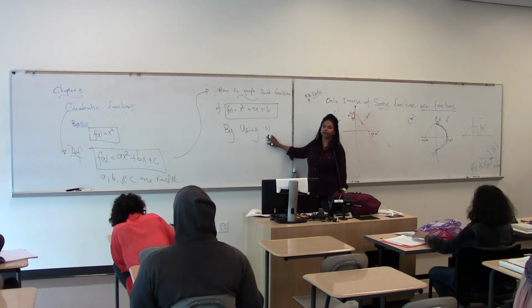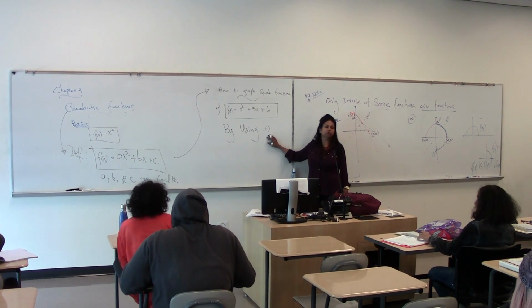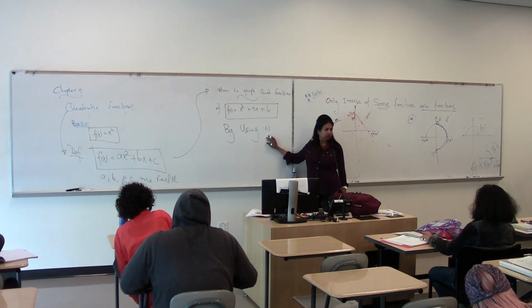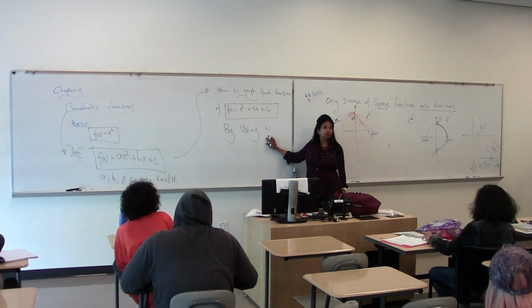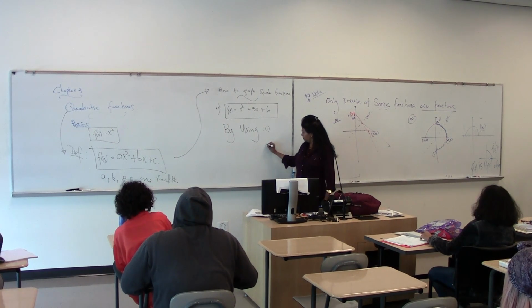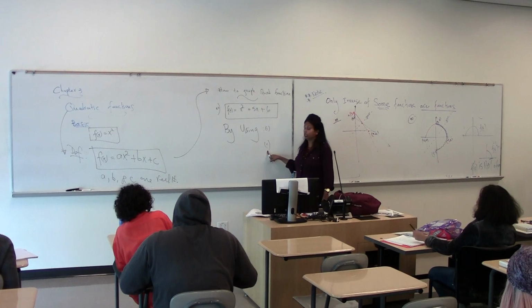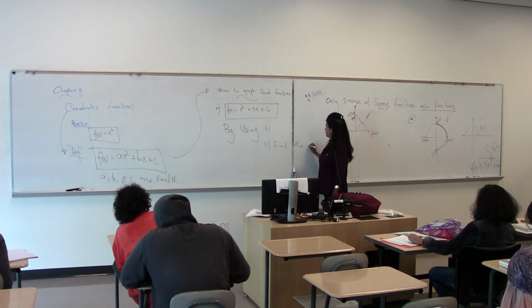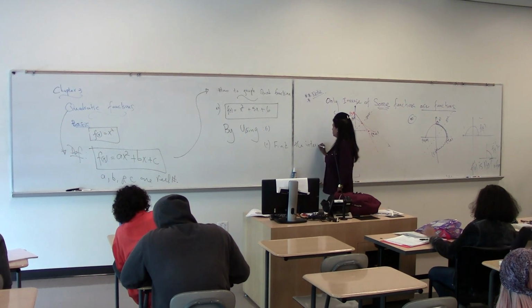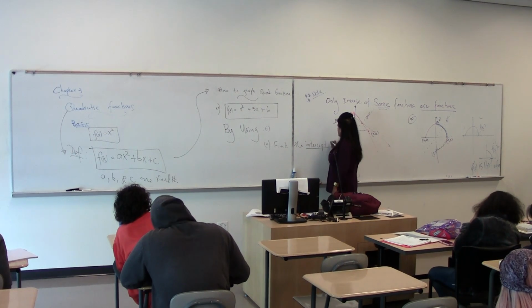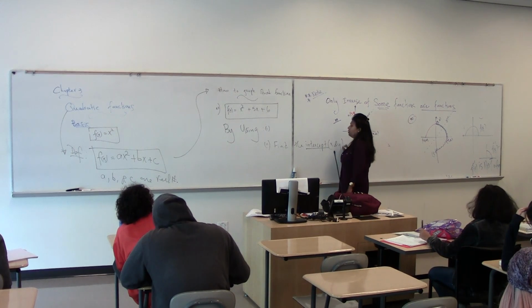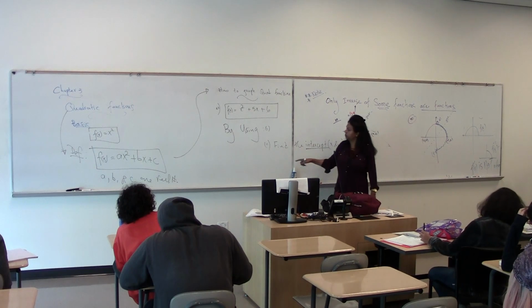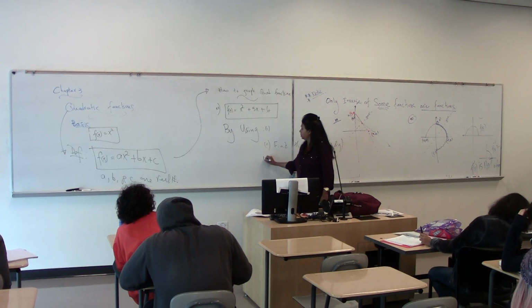So how did we graph this? You guys did this in beginning algebra, intermediate algebra. X and Y intercepts. One thing we need to do is find the intercepts. So we find the x-intercept, find the y-intercept. So you have 2 points. What else do we need to do?